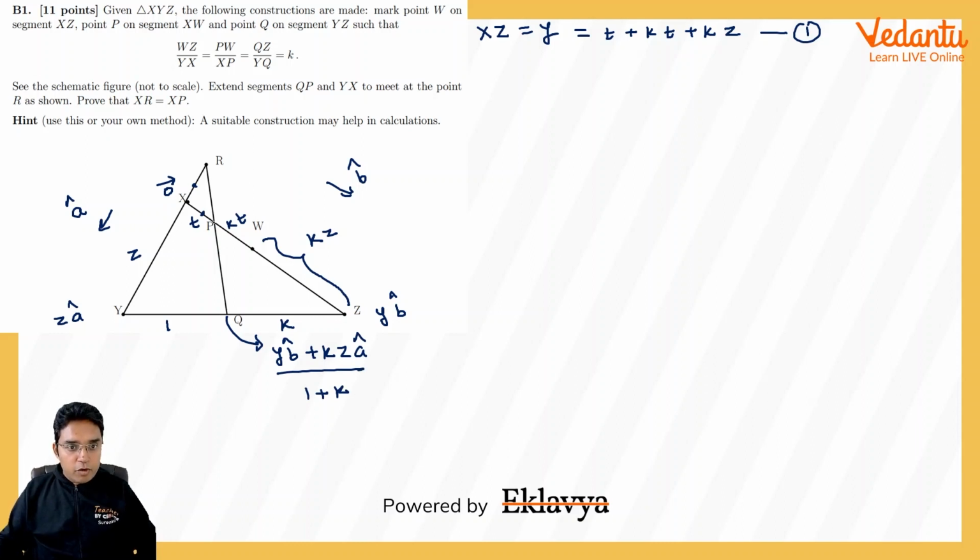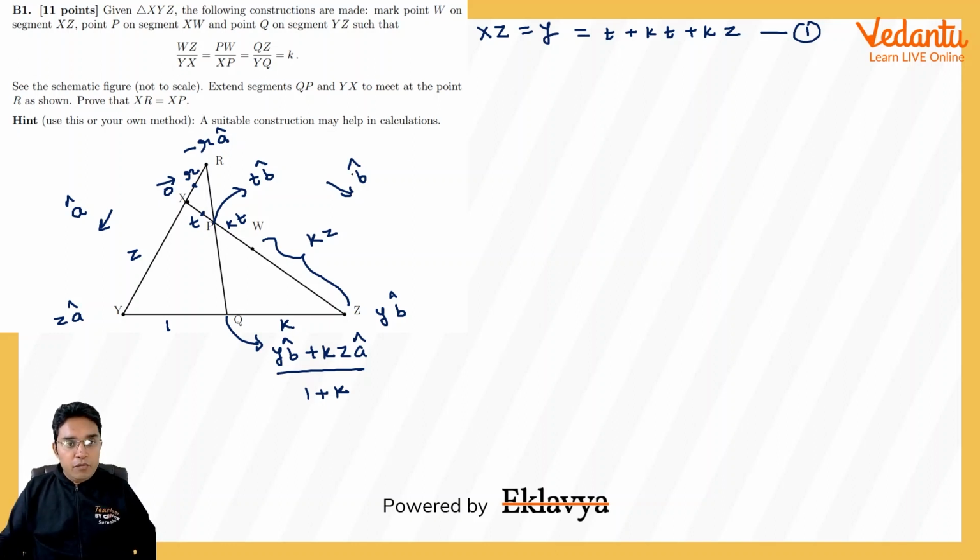Now the position vector of P can also be written because it lies on the XZ side, along which the unit vector is b cap. So we can write this as t into b cap. Now we have to prove that XR is equal to XP. So let us take this length as r. So we will be proving r is equal to t. Now this XR is opposite to the XY direction and this length is r. So the position vector of R will become minus r into a cap, because it is in the opposite direction, that is a minus. r is just the length.